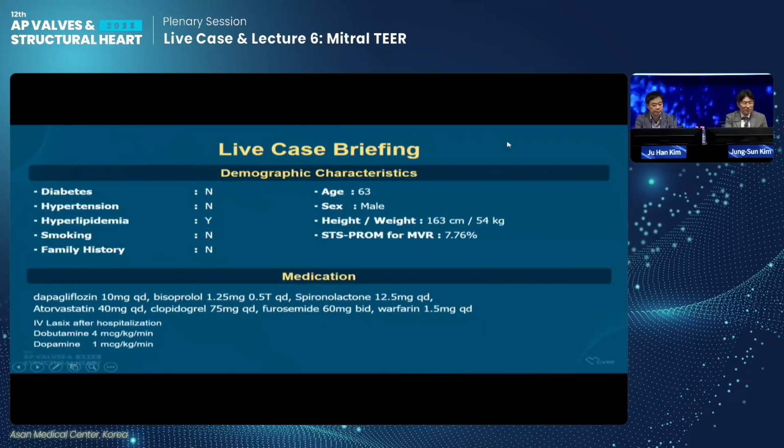Next, he had hypertension and hyperlipidemia, and the STS score is 7.7%. And the medication is guideline-directed for heart failure management, including SGLT2 inhibitor, beta blocker, and spironolactone. Entresto was not applied because of hypotension. And then IV diuretics for heart failure, and dobutamine and dopamine were applied.